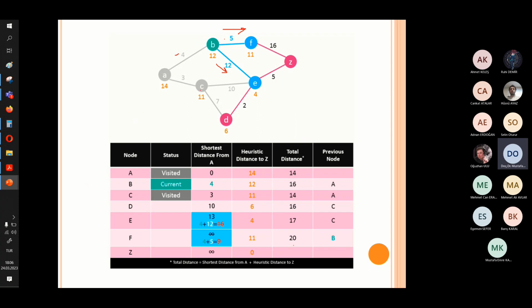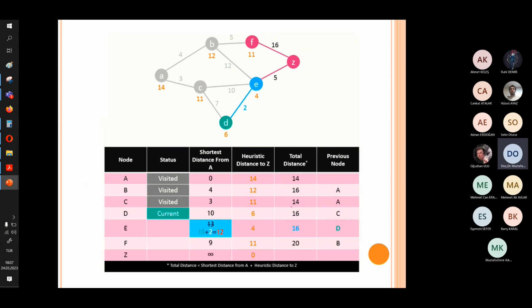Now, we used B, C, and A. Among the open list, which are F, E, and D, let's check. The cost of F is 20. The cost of E is 17, and the cost of D is 16. Therefore, which one will be selected? D will be selected. Okay, because it is not visited yet. The next step is to go to D and expand it.